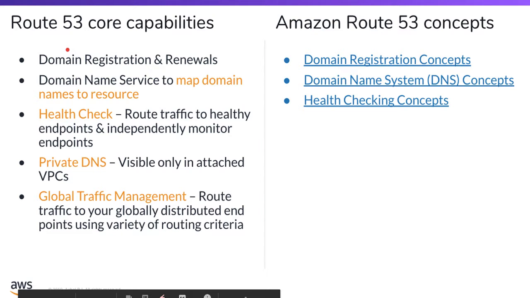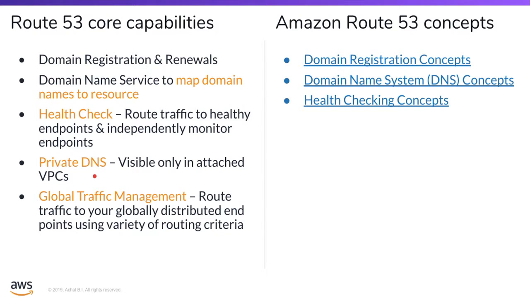So let's understand what Route 53's core capabilities are. It does domain registration and renewals, and it maps domain names to resources. These are the primary capabilities that I could say. Basically, registration of the domain and domain names mapping to the resource. But it also provides health checks, which will route the traffic to healthy endpoints, and if there are unhealthy endpoints, it would not route the traffic to that particular resource.